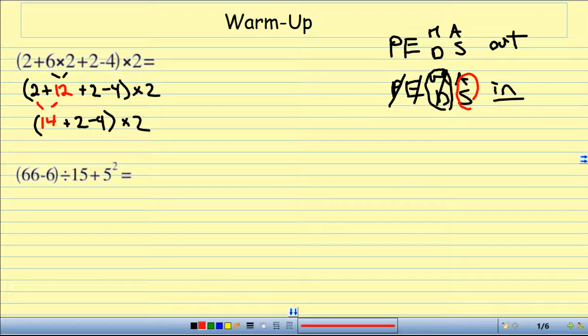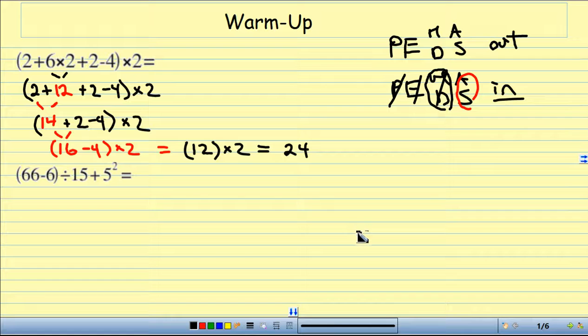Still addition and subtraction. 14 plus 2. And that becomes, in this case, 16 minus 4 times 2. Well, that's equal to, I still simplify, 16 minus 4, 12 times 2. And I think you guys can figure that part out, 24.